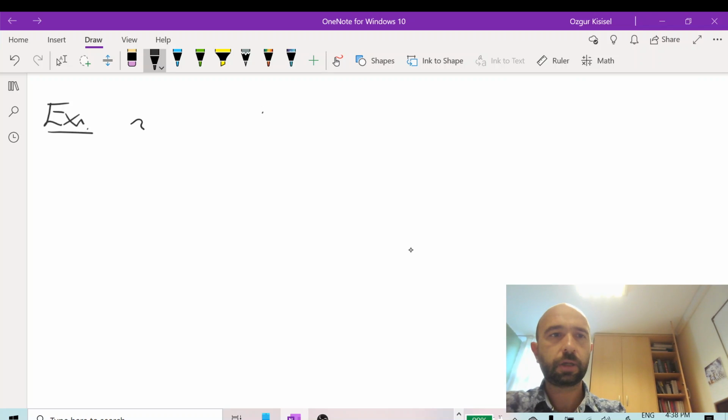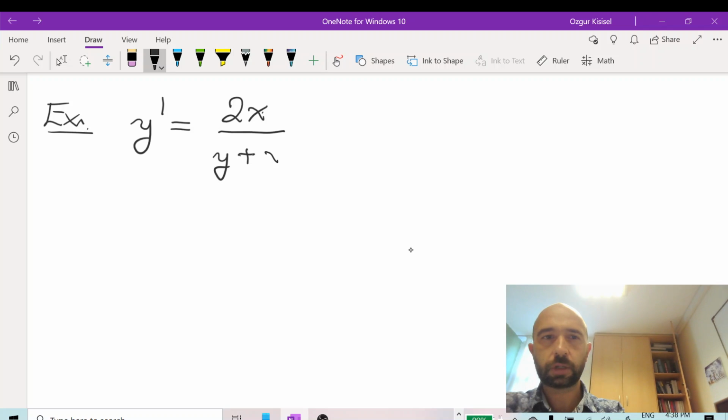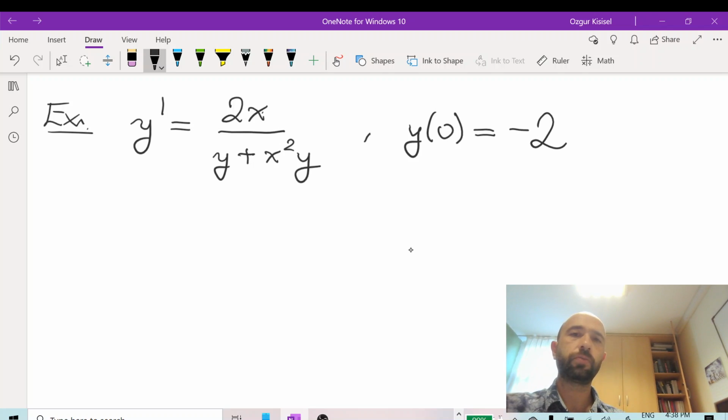Okay, let's say y prime is equal to 2x divided by y plus x squared times y. And let's add an initial condition to this problem. Let's say y(0) is equal to minus 2. Now, this equation is separable. Well, you can factorize y in the denominator, and the x's are then multiplicatively separated from y's.